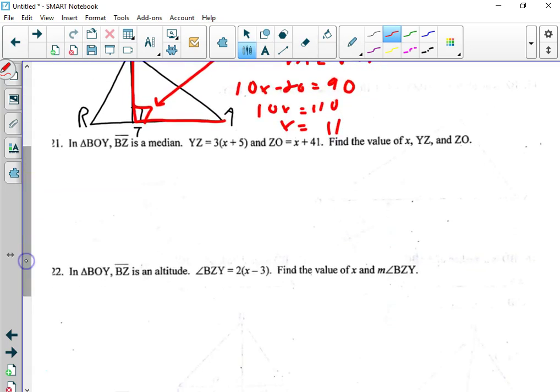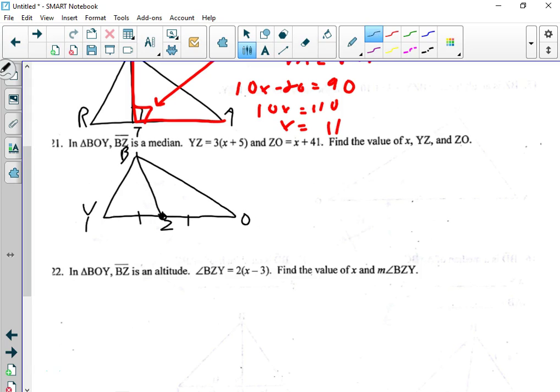We're almost there. BOY. Let's just get interesting here. BZ is a median. BZ, there's my O, there's my Y. It says YZ is 3 times x plus 5. ZO is x plus 41. Again, this is one of the easy ones. Just set them equal to each other.